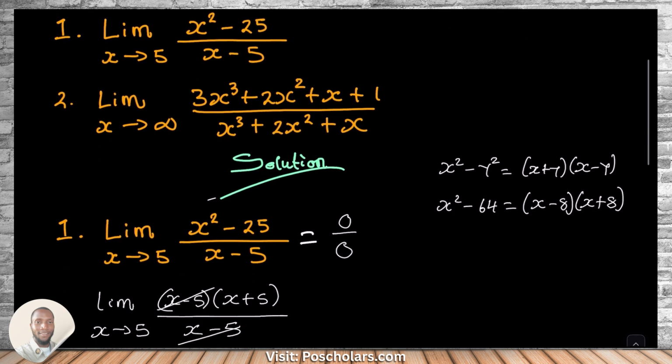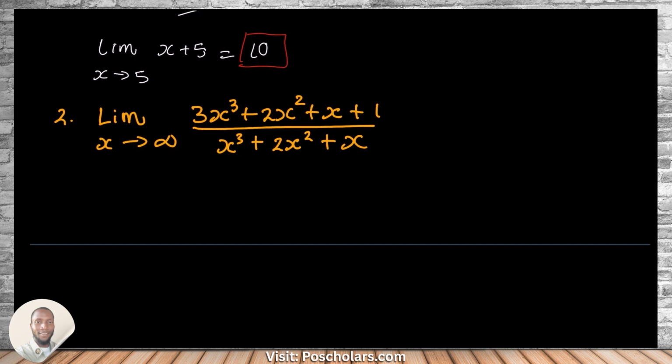So let's solve question 2. Question 2 says, what is the limit of this function as x approaches infinity? This is the symbol for infinity. You start by substituting the value of x into this function. When you do that, you observe that in the numerator you have infinity, and in the denominator also you have infinity. That's when you substitute x equal to infinity into this function.